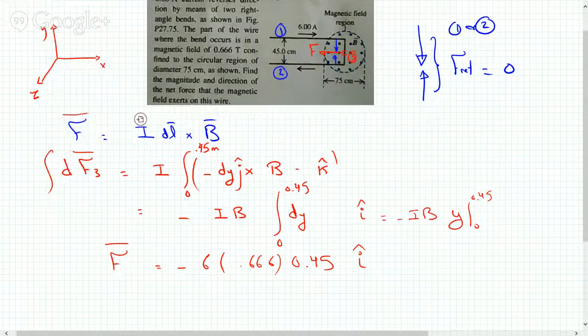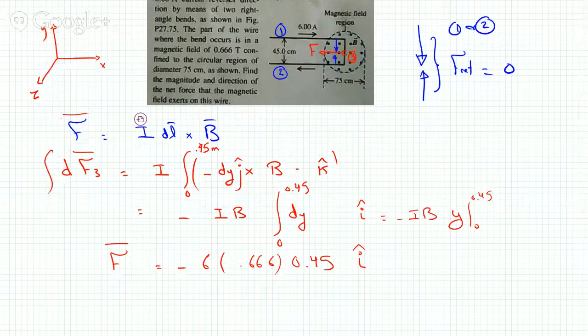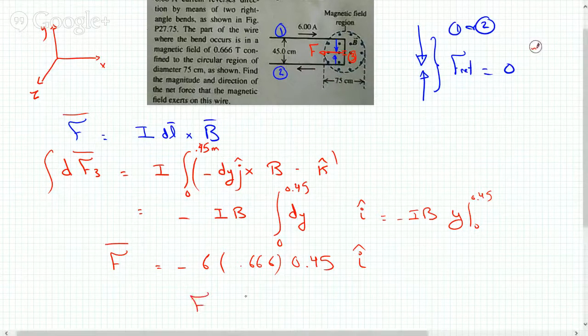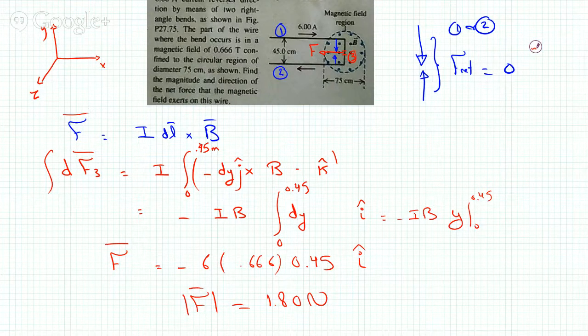This is the vector form of the force, and if I were to take the magnitude of this force, the answer will be 1.80 newtons, pointing to the left of the arrow.